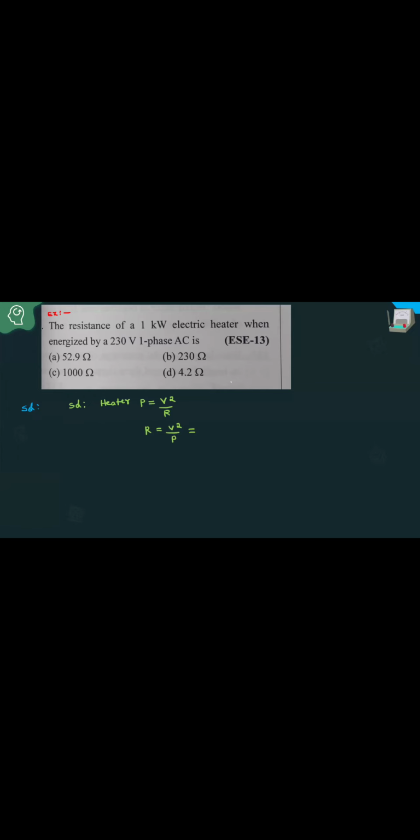What is the voltage given, friends? The voltage is 230 volts. What is the power given? Power equals 1 kilowatt. Substitute here: 230 square by power, which is 1000. How much do you get? Very good. Option A is correct, 52.9 ohms.